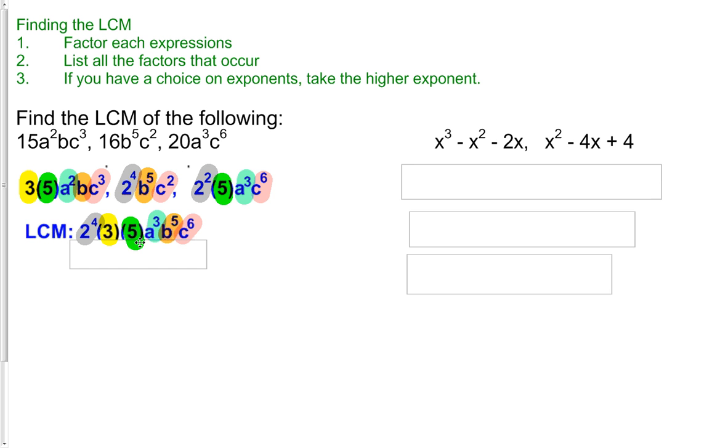And then to simplify it, you just multiply everything together. Your variables, not much you can do about those, but your constants you can surely multiply together. And that's going to give you, in this case, 240 a cubed b to the fifth c to the 6th.